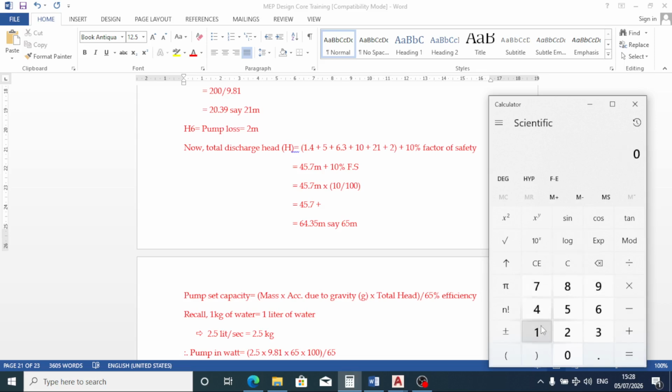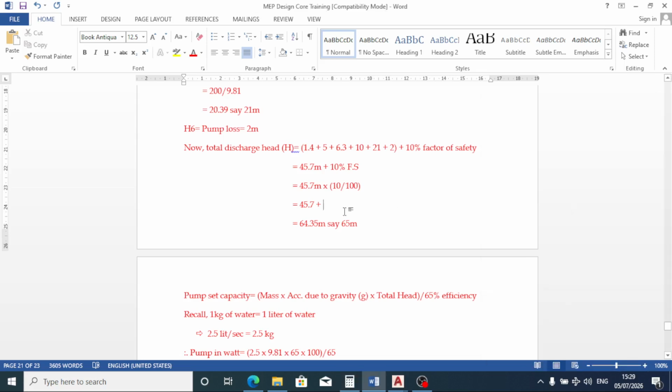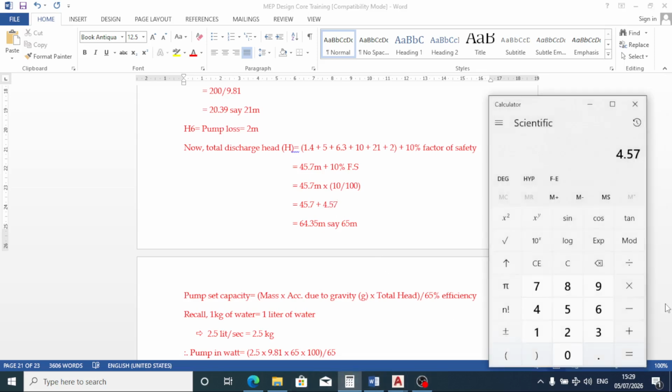0.57. Are we correct? Let's do this. 10 divided by 100, 0.1, yes, times 45.7, 4.57. So summing this together, 4.57 plus 45.7, 50.27.